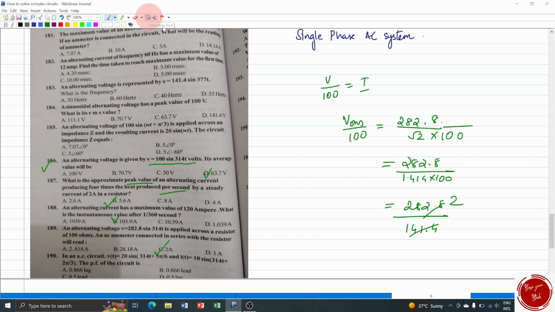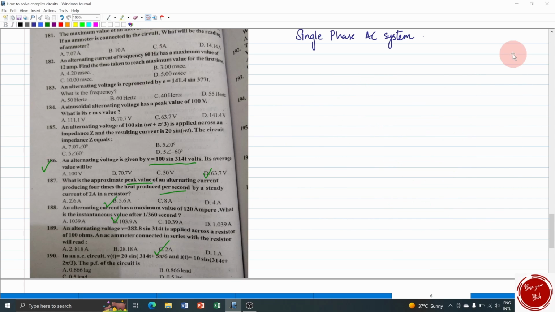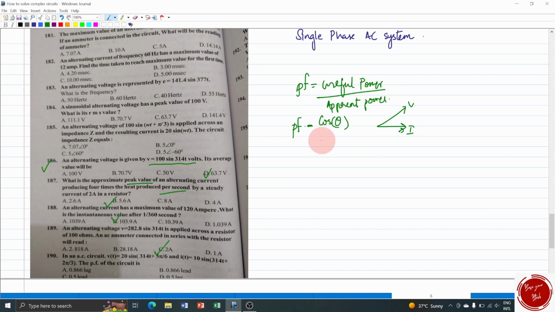The last question, question number 190. In an AC circuit, V of t and I of t are given. The PF of the circuit, the power factor of the circuit. Okay, we know that the power factor is the cosine of the angle between V and I. Power factor is actually the useful power divided by the apparent power, whatever power is there. So mathematically it is the cosine of the angle between V and I.